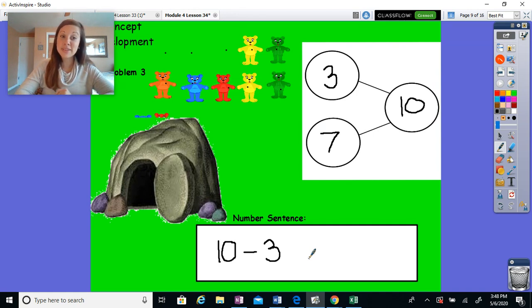If you answered equal sign, you're right. Equals how many were left? 7 bears were left. So we're going to write 7. Okay, read it with me. 10 minus 3 equals 7.